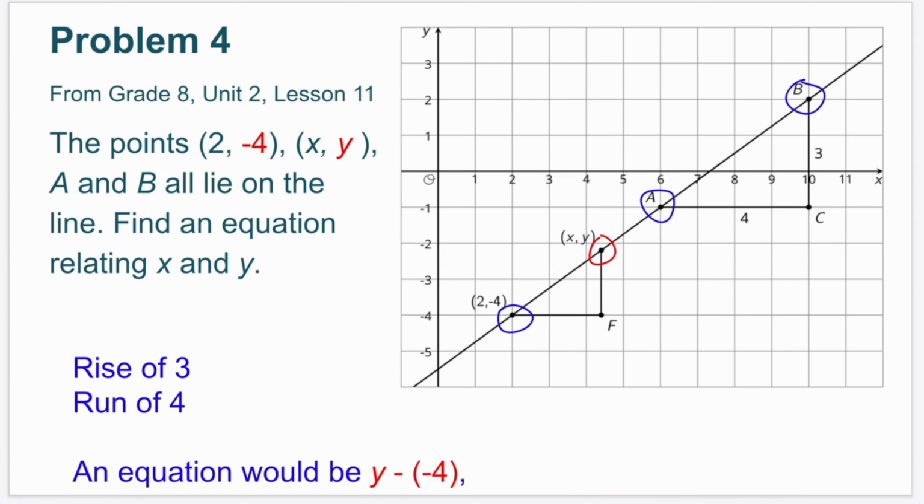And y minus negative 4 is positive 4. So y plus 4 over the difference of the x coordinates, x minus 2. That could be written as y plus 4 over x minus 2 equals a slope of 3/4.